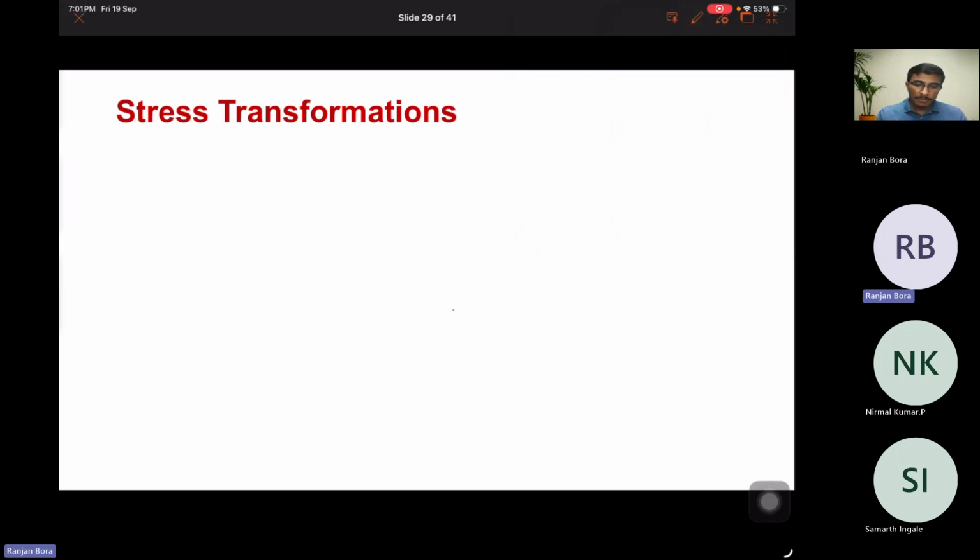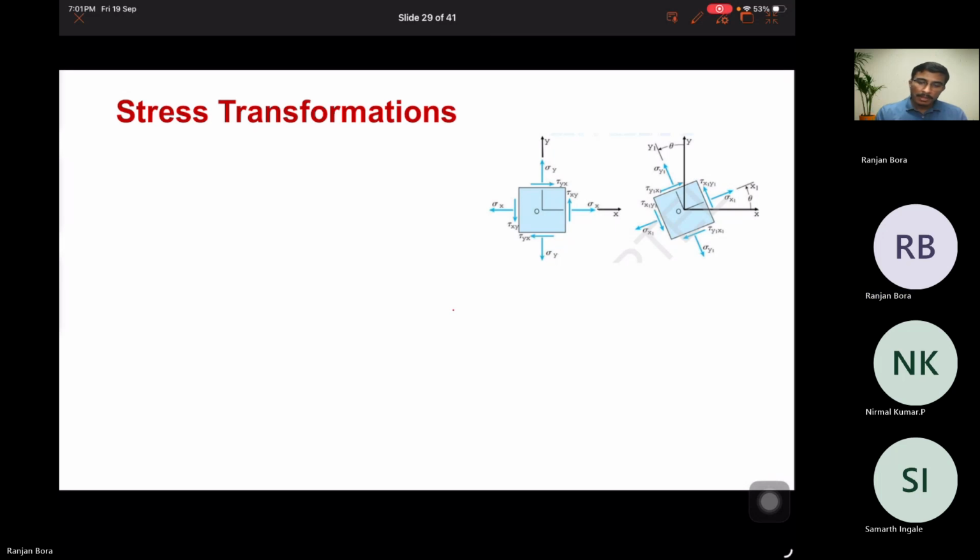Now stress transformations means, you can see in this case this is the x direction and this is the y direction, and the state of stress is given for this two-dimensional element. Now, sir, in the previous example, do we have to solve the matrices or do we leave them like that?